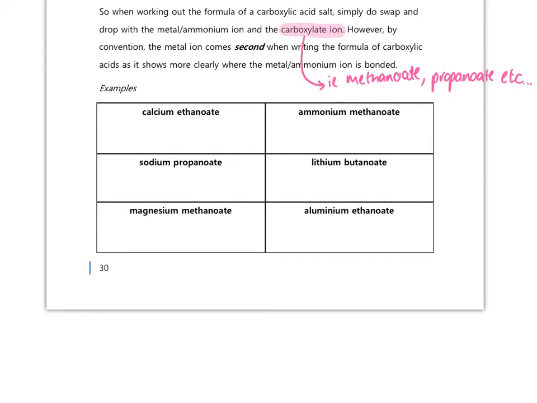However, the interesting thing with this is that generally the formula of the carboxylate ion actually comes first. So you can see in the name here of our salts we would have calcium ethanoate, but actually by convention the ethanoate ion formula will come first, and then the metal or ammonium ion will come second, and we'll see that with our first example here.